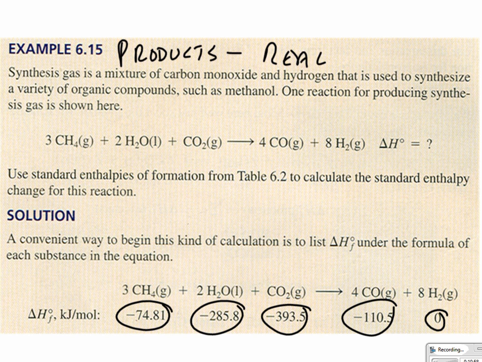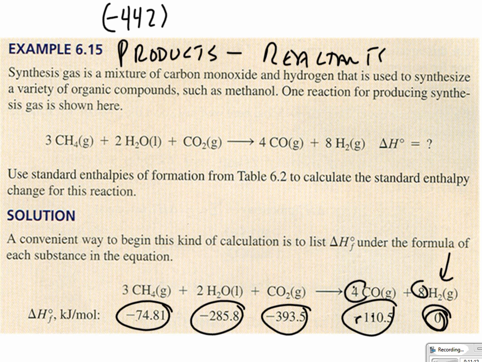So I'm going to do this. 4 times negative 110 is going to be negative 442. So I multiply 4 times that. 8 times 0. The reason why that's 0 is because that is elemental in form. So then that's just going to be 0. I'm done with the products. I sum those up. Then I do the exact same thing with the reactants. 3 times 74, 2 times that, 1 times that. Sum all that up, subtract it, and I find my delta H.